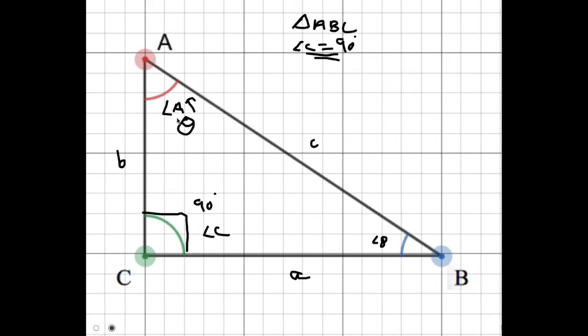Theta also helps us with another thing. It helps us classify what side is what. The length opposite of theta is always the opposite side, so in short, OPP. The length beside theta is known as the adjacent side, so we can call it ADJ, short for adjacent. And the last length, which is opposite of the 90-degree angle, is known as the hypotenuse.